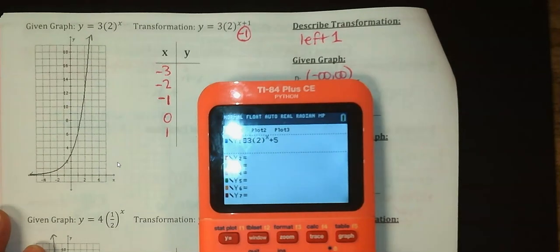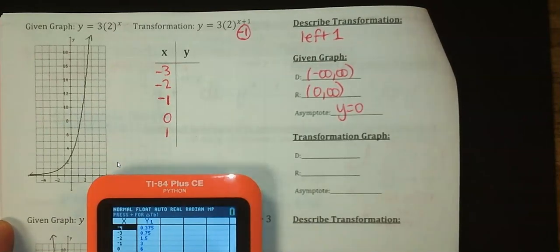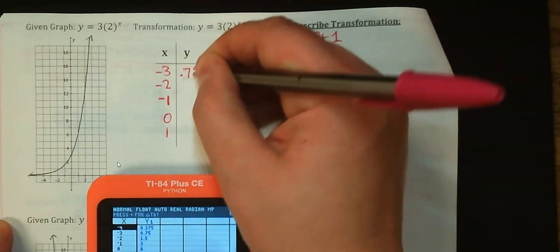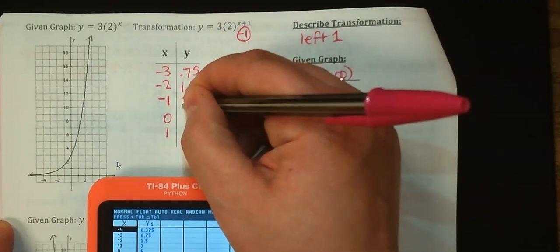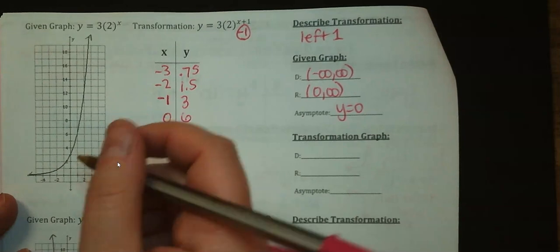Now, if anybody has an 83 and you want to use the table feature, when you do the exponent here, you would have to put parentheses. You'd have to do x plus 1 in parentheses. If you have one like mine, you don't need to worry about that if you can see the exponent. But if you have the 83, you have to put parentheses around the x plus 1 if you want to use the table feature. If you want to just do it on the screen, you could do it that way too. So if I type that in, I'm going to get 0.75, 1.5, 3, 6, and 12. That should fit just fine on the graph there.